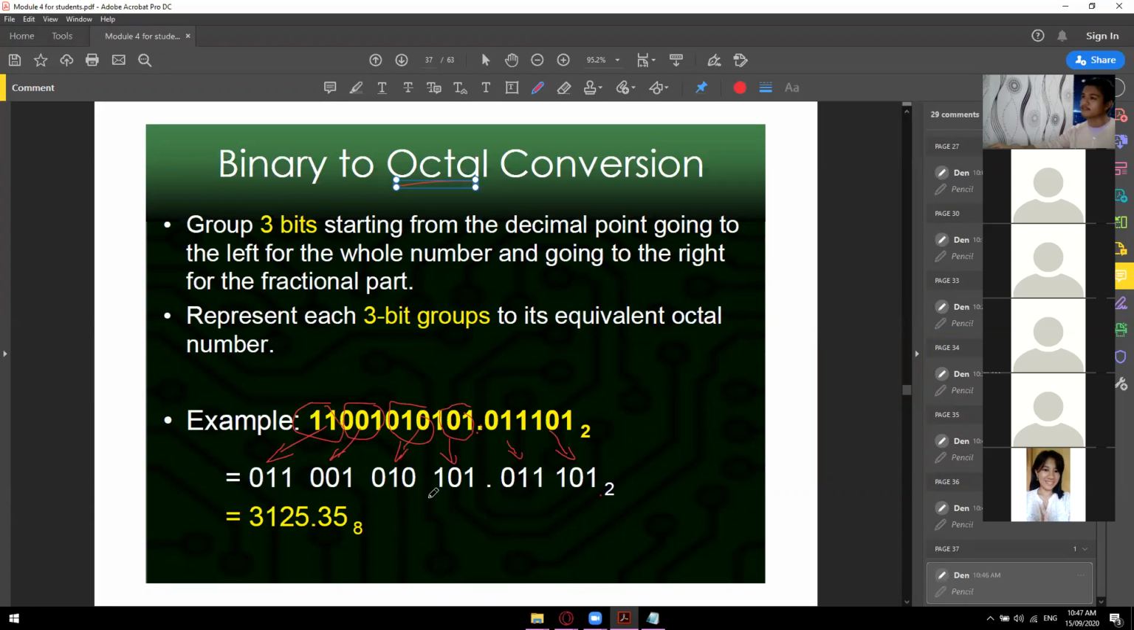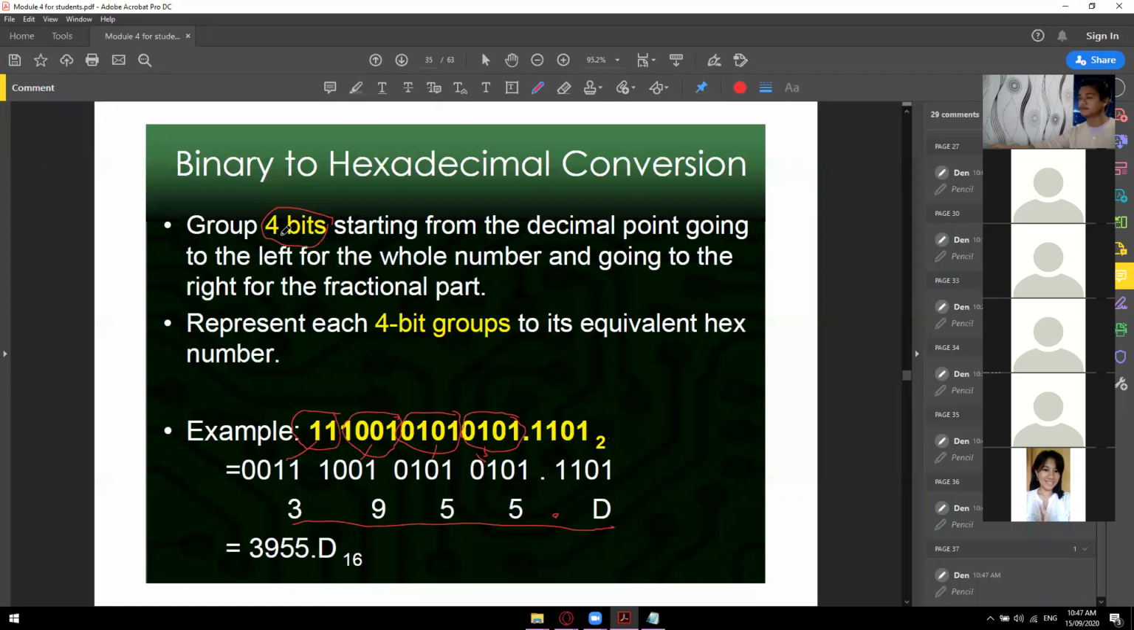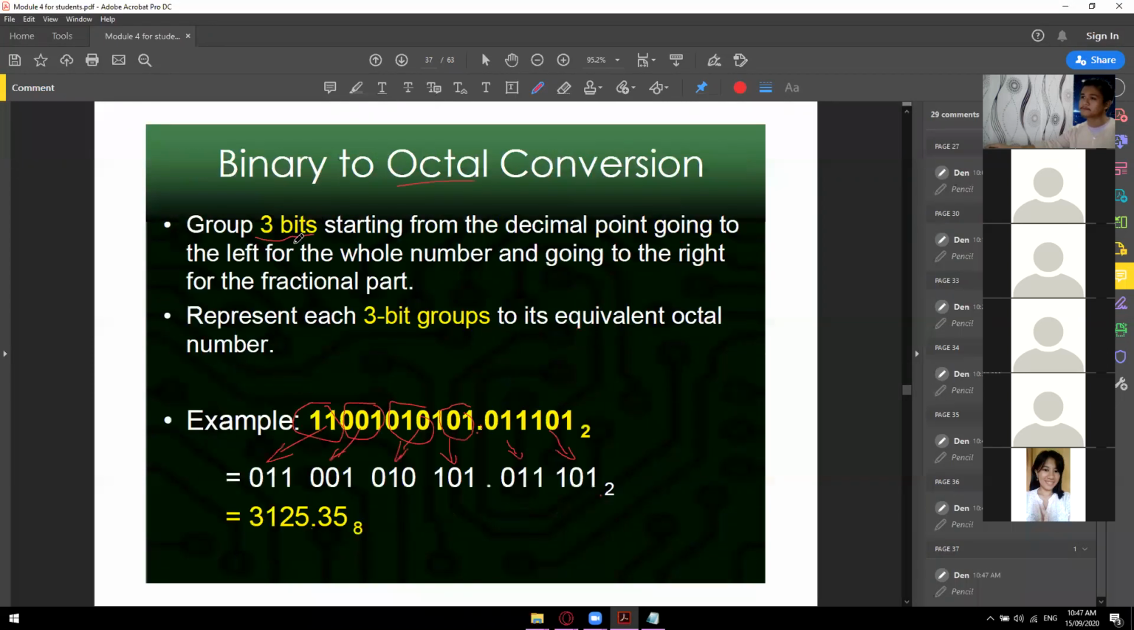So when you convert into octal, say binary to octal, group it by 3 bits. If it's binary to hexadecimal, 4 bits. Okay? Any clarification so far? So this is our 3-bit.